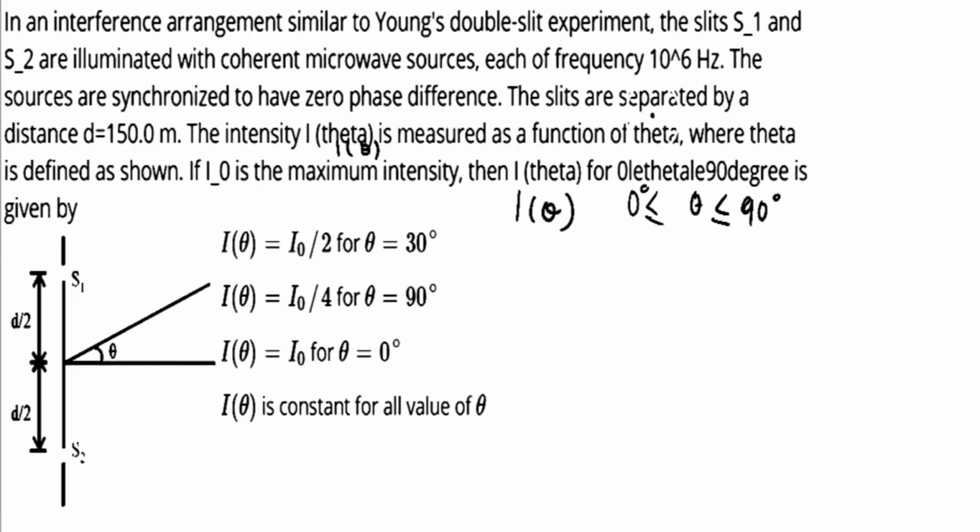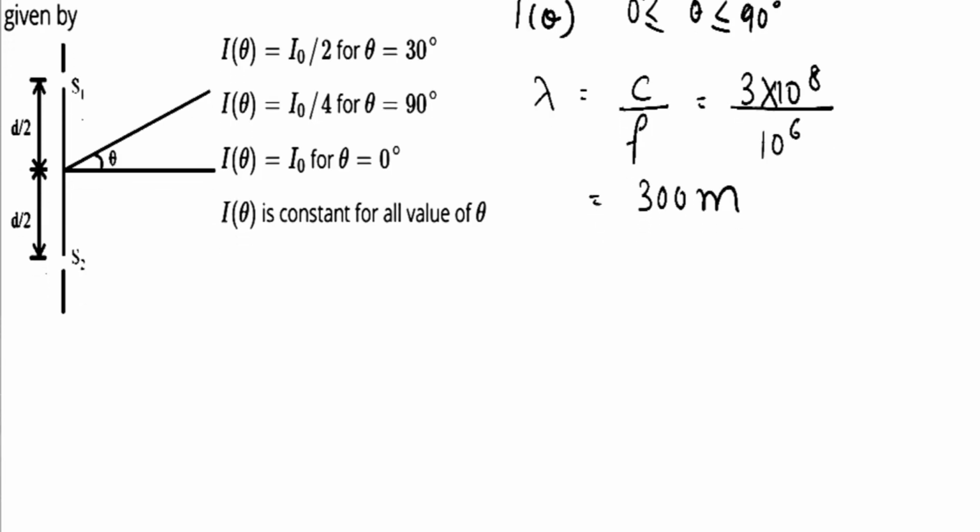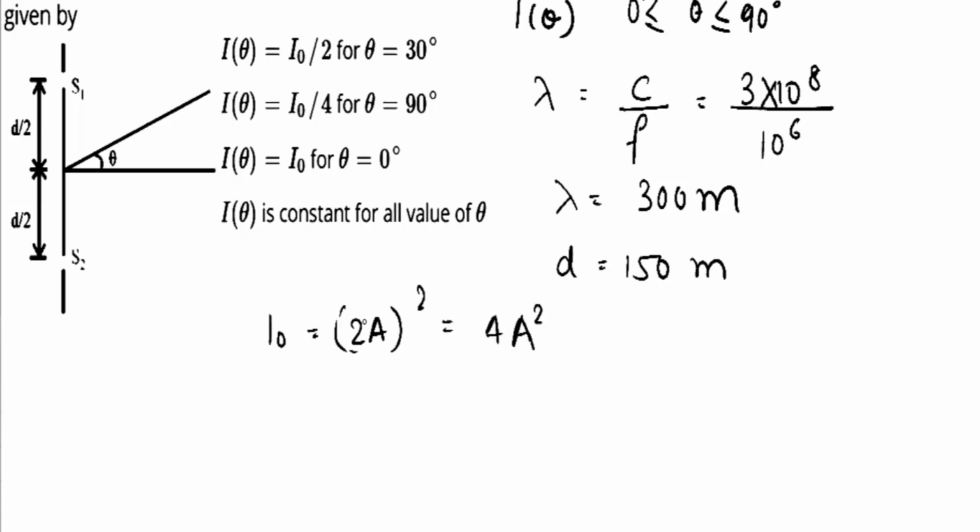Since we have frequency to be 10⁶ Hz, we can find the wavelength, that is c by f. c is 3 into 10 to power 8 meters per second, the speed of light, upon frequency, that is 10 to power 6. So this turns out to be 3 into 10 to power 2, so that is 300 meters. So the wavelength used is 300 meters, and we have d equal to 150 meters. Right? I naught would be equal to 2a square, so that would be equal to 4a square.